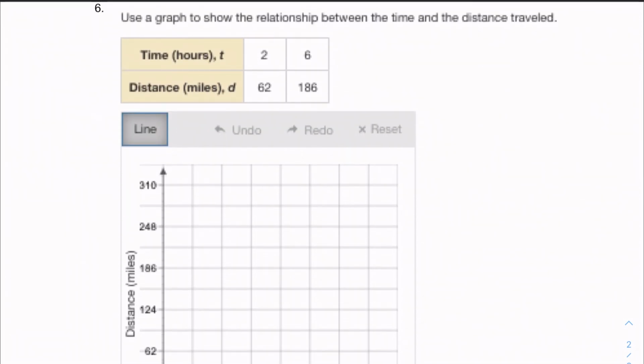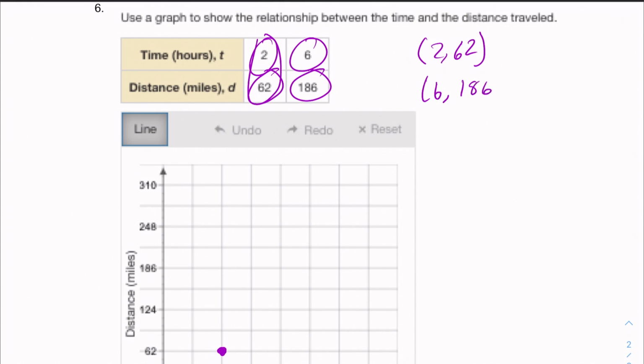Number 6, use a graph to show the relationship between time and distance traveled. So here's what I'm going to do. I'm going to use the information on the table to make ordered pairs that I'm going to graph. So I have the relationship between time and distance, right? So time, distance. So that's going to give me the ordered pair 2, 62. So I'm going to put that on the graph. Over 2, up 62 is there. And then the other one is 6, 186. So 6, 186 is my second ordered pair, which would go here. And now I just draw my line, and boom, that's my graph.